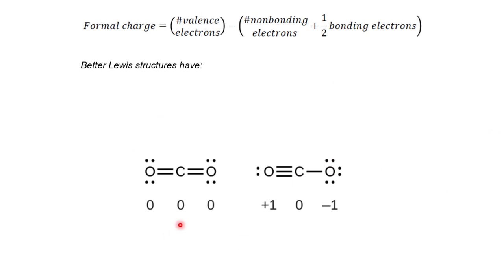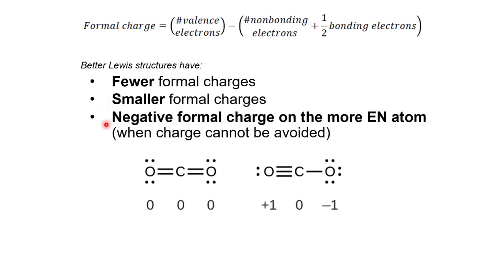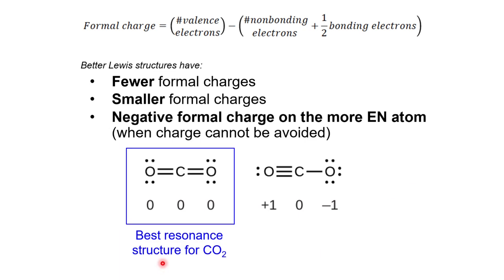So, how do we determine the difference between the two and decide which one is better? The fewer the formal charges, the better. That is the number 1 suggestion. Then, if you have to have a formal charge, you want to minimize the ones that you do have. Lastly, you want negative formal charges to be on the more electronegative atom when you cannot avoid those formal charges. So this is the best resonance structure for carbon dioxide because it has the formal charges of 0.